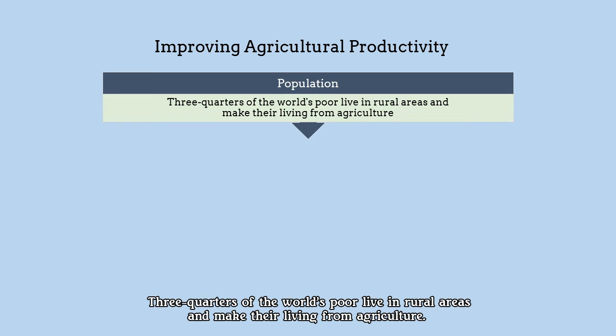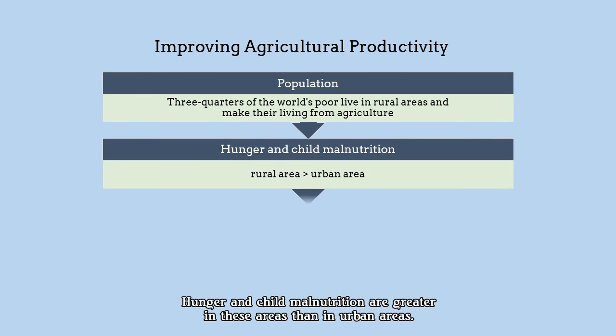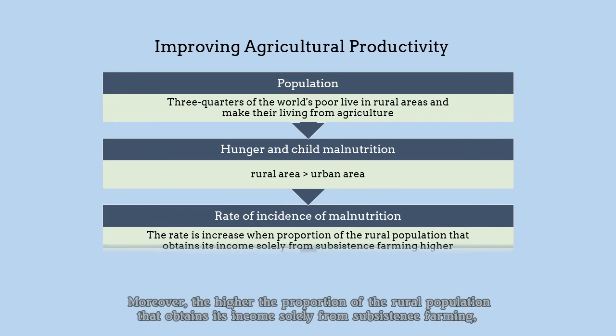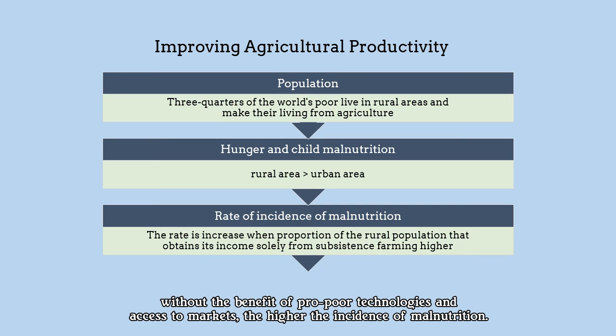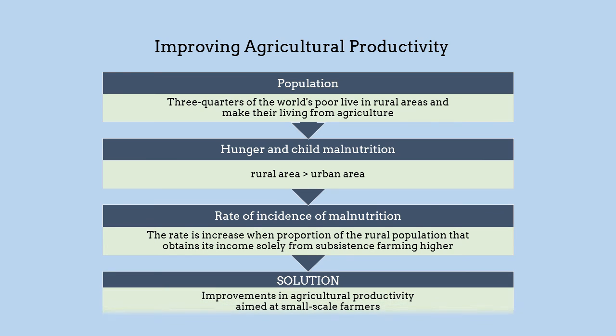Improving agricultural productivity to benefit the rural poor. Three-quarters of the world's poor live in rural areas and make their living from agriculture. Hunger and child malnutrition are greater in these areas than in urban areas. Moreover, the higher the proportion of the rural population that obtains its income solely from subsistence farming, without the benefit of pro-poor technologies and access to markets, the higher the incidence of malnutrition. Therefore, improvements in agricultural productivity aimed at small-scale farmers will benefit the rural poor first.